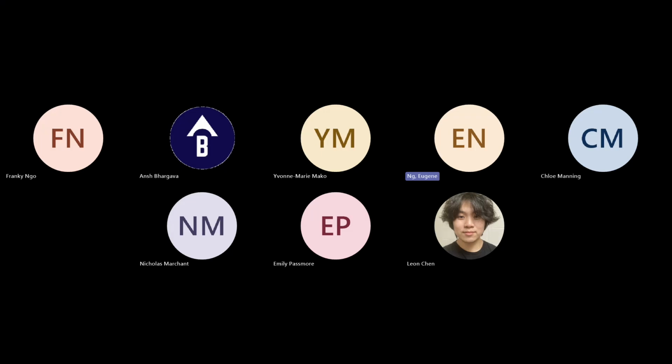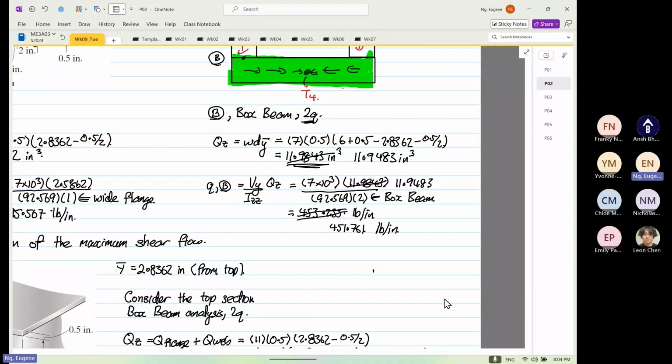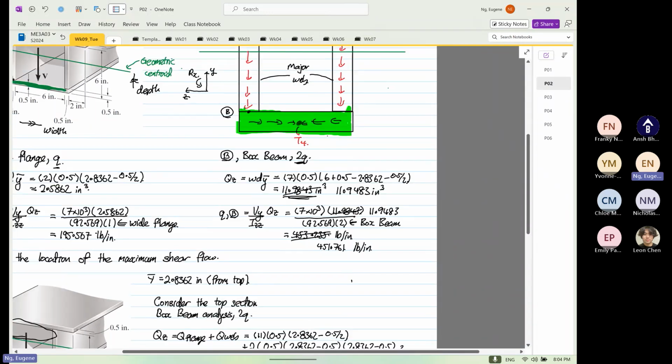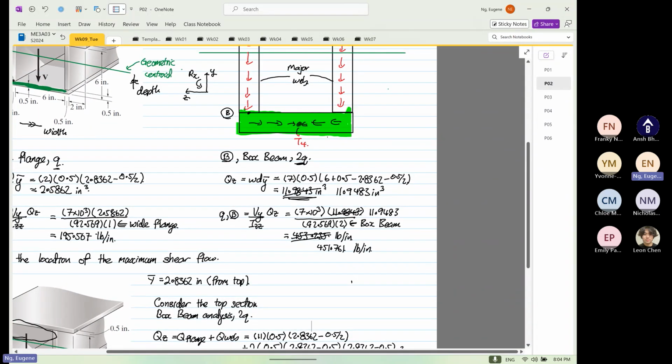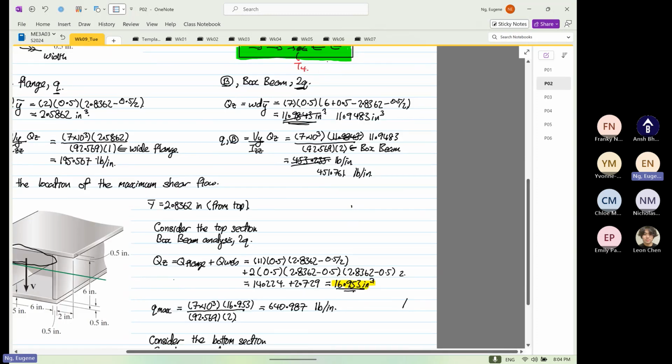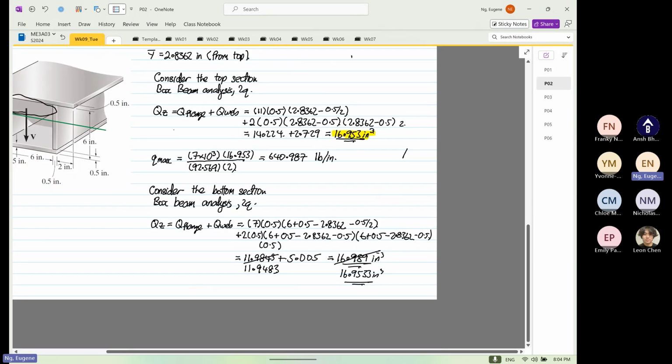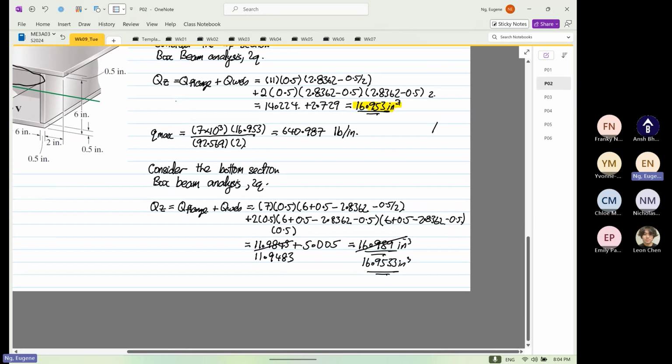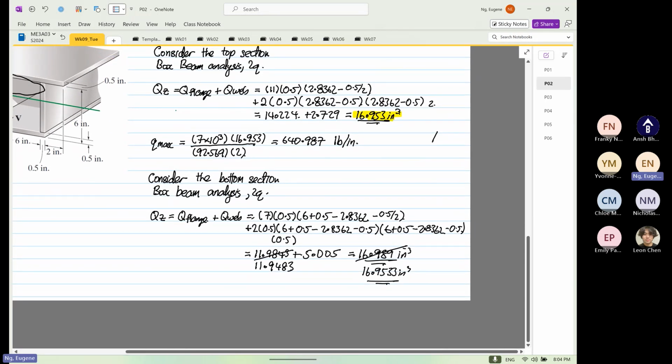The calculator told me something, but I wrote a different thing. The QZ for box B, point B should be 11.9483, not 11.9843, okay? And I've canceled the miss and make. Later on, before the break, I told you guys the values don't match. I found out why: I had written this value wrongly.